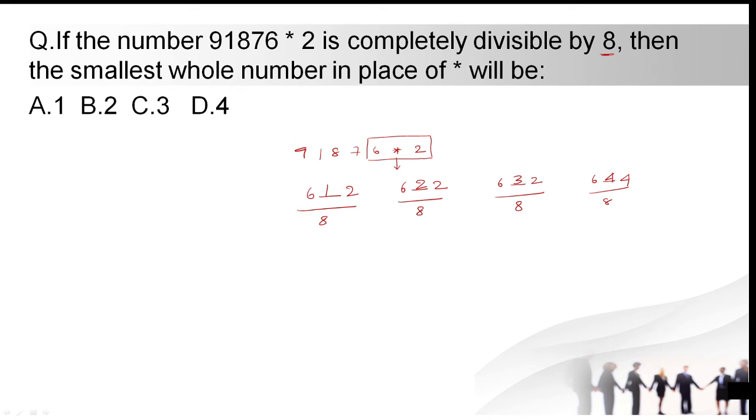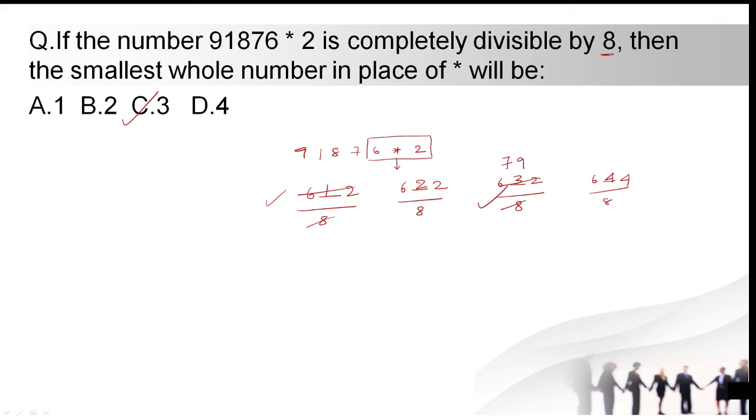So 8 in 6 and 12. Check whether this can divide 6 and 12 or not. 632: 7 8s are 56 and the remaining is 72. 9 8s are 72. Yes, this number is exactly divided by 8, which means this option is it. Okay, we'll check the remaining also.